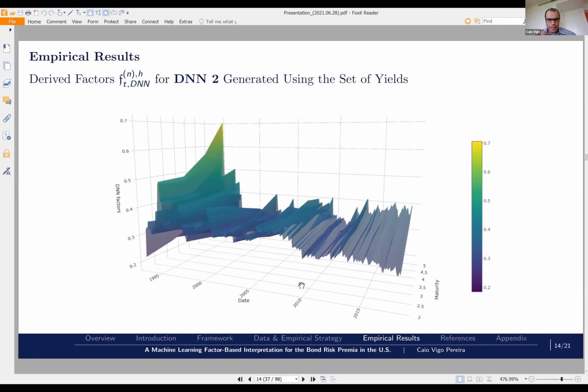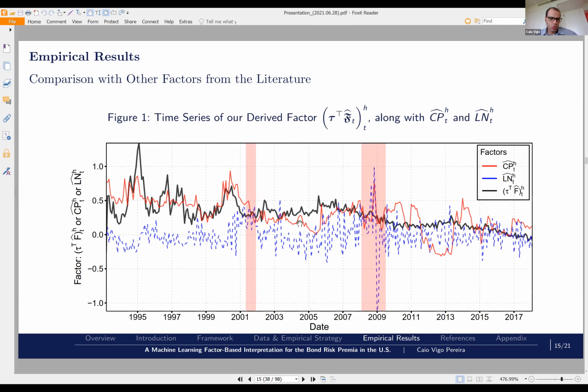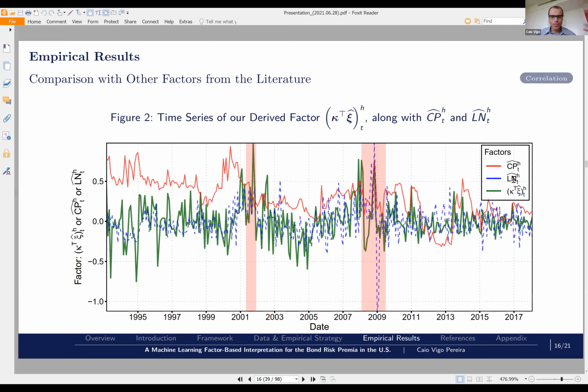What is my spanning factor is in black. What is my unspanning factor is in green here. And I'm comparing both with the factors from the literature. So I'm comparing with the two most important today: Cochrane-Piazzesi in red and Ludvigson-Ng in blue. Cochrane-Piazzesi use a spanning factor; Ludvigson-Ng does not. The takeaway here is not any of those, it's not correlation and so on. I'm not finding something that has already been found in the literature.